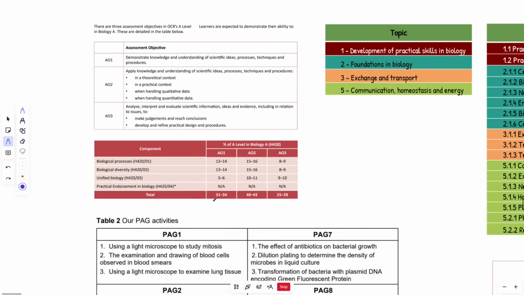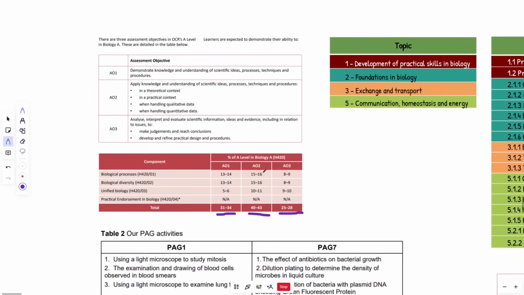Okay, so collectively, across the three papers, you've got roughly 31 to 34, so a third of the paper is AO1, 40+%, around 43% is AO2, and 25 to 28 is AO3. So you should be focusing most of your time here and here, in terms of what you need to understand. Now, personally, I don't find this very helpful. It's sort of a loose net to look at the exams from. But if I read this, applying knowledge and understanding of scientific ideas, processes, techniques, and procedures in a theoretical, practical context when handling qual and quant data, it's not very helpful, right?